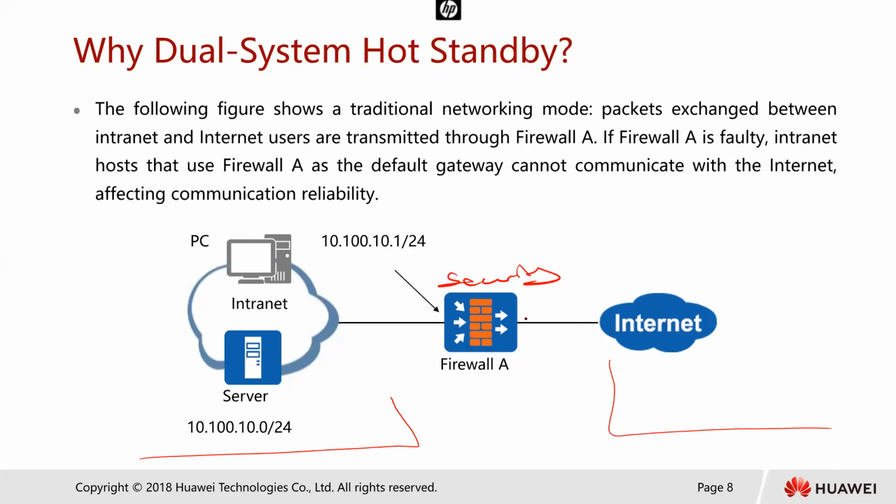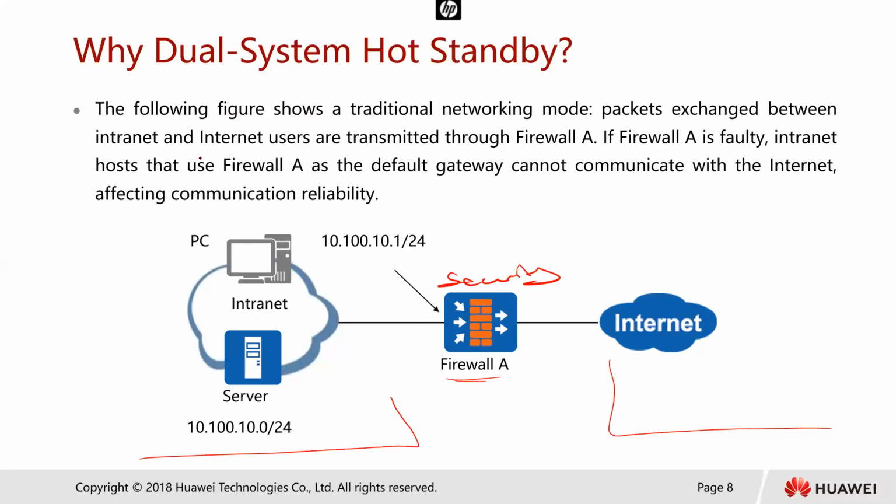If only one device is used and deployed at this service connection point, you have only your firewall A. Network services may be interrupted due to a single point of failure, no matter how reliable the device is. To prevent network service interruptions due to a single point of failure, we can deploy two firewalls to form a dual system hot standby. This figure shows a traditional networking mode.